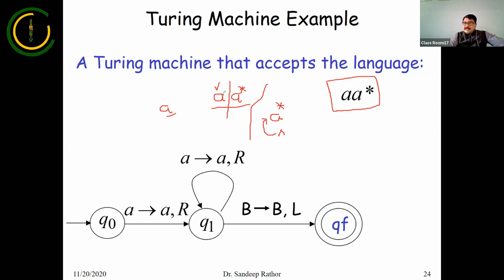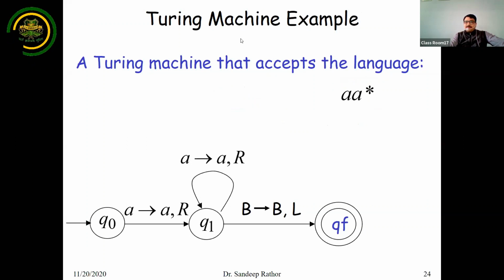So now we can see that A is compulsory, and after that it should be iteration. Clear? It means A is compulsorily achieved initially, then you can find any number of A, or you can find no number of A. But a single A compulsorily appears. So how can we design a Turing machine for that type of language? Just see here.